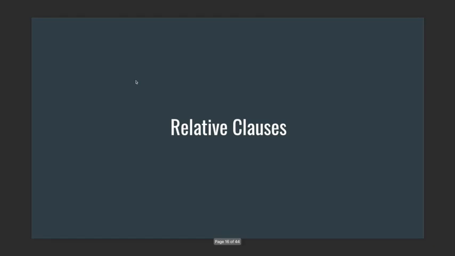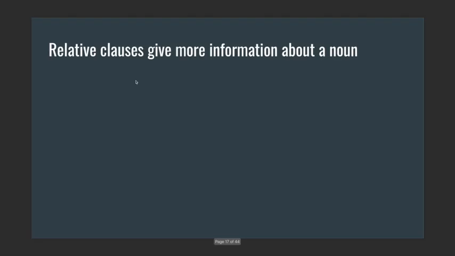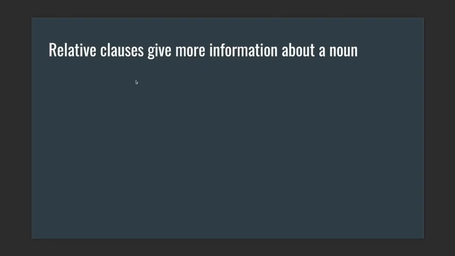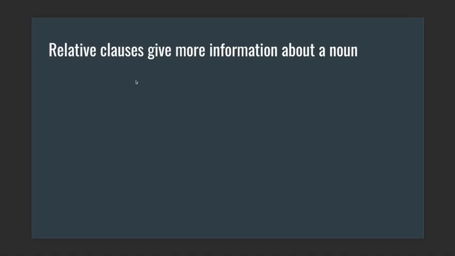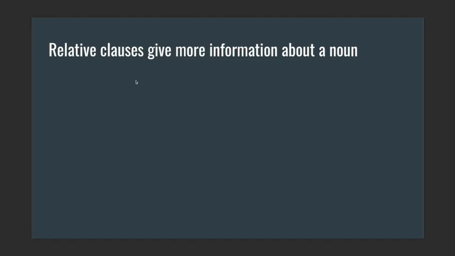So let's start there. Relative clauses. It says relative clauses give more information about a noun. So remember, a clause is an idea, a complete idea that has a subject and a verb. And we're going to use this new idea, this clause, to give more information about a noun, a person, a thing, or an object. Let's see some examples.